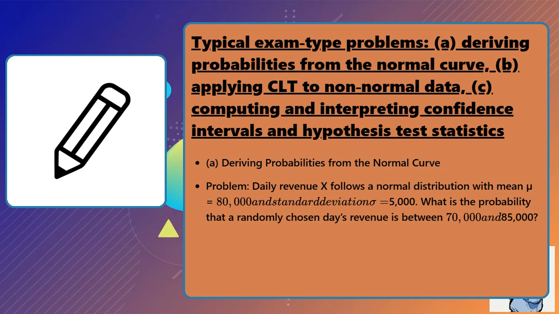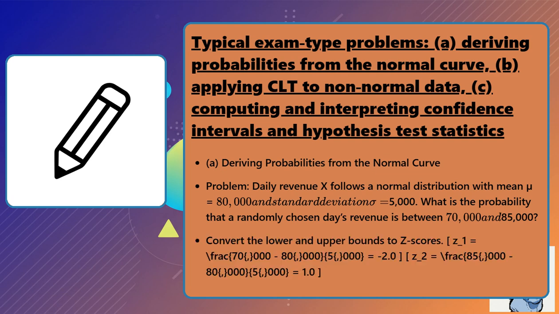A. Deriving probabilities from the normal curve. Problem: daily revenue X follows a normal distribution with mean mu equals $80,000 and standard deviation sigma equals $5,000. What is the probability that a randomly chosen day's revenue is between $70,000 and $85,000? Convert the lower and upper bounds to z-scores. Z sub 1 equals (70,000 minus 80,000) divided by 5,000 equals minus 2.0. Z sub 2 equals (85,000 minus 80,000) divided by 5,000 equals 1.0.